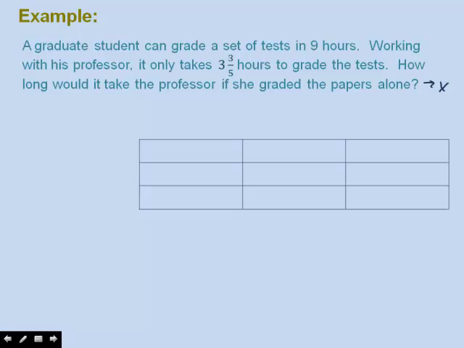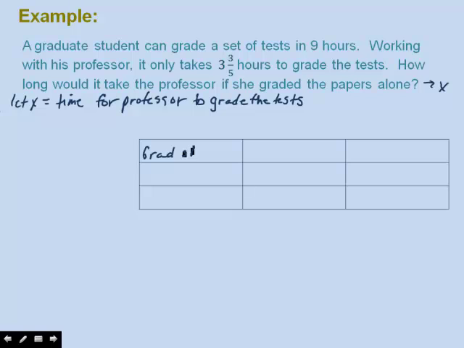So we're going to let this equal X. So let's write this out down here. We're going to say let X equal the time for the professor to grade the tests. All right, so now setting up our table, we have our grad student, our professor, and our last row is for the 2 of them working together.